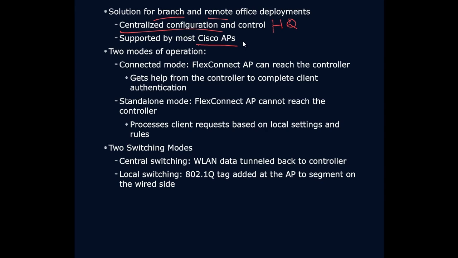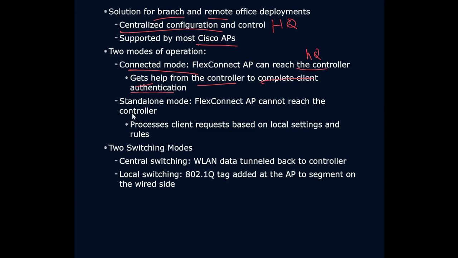Now, there's two modes of operation for FlexConnect. There's connected mode. This means that we can reach the controller. Basically, what this means is we can reach headquarters, right? Whenever you think FlexConnect and the controller, what you're saying is you have connectivity to your home office all the way to that wireless LAN controller. Now, what happens in connected mode is we get help from the controller to complete client authentication. We actually use it for central switching when we do that. We'll talk more about that in a second.